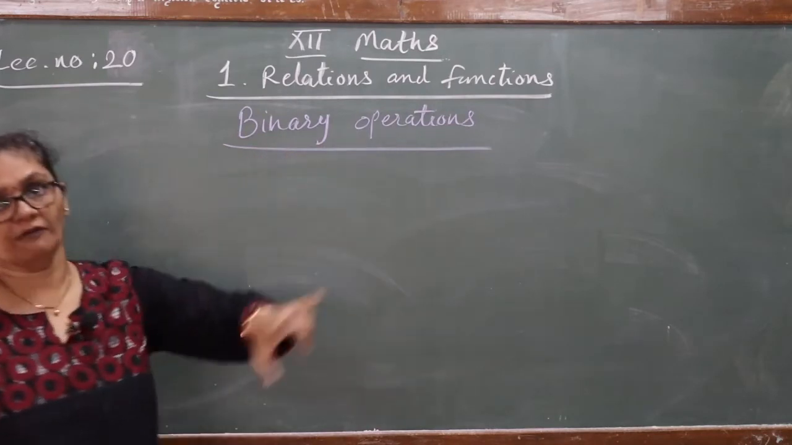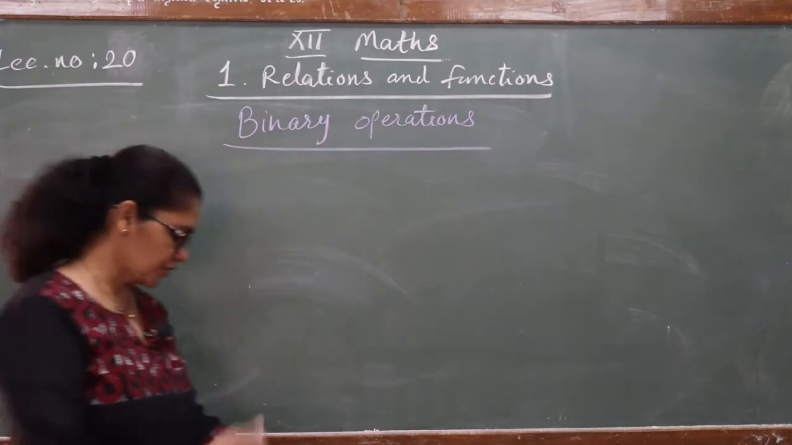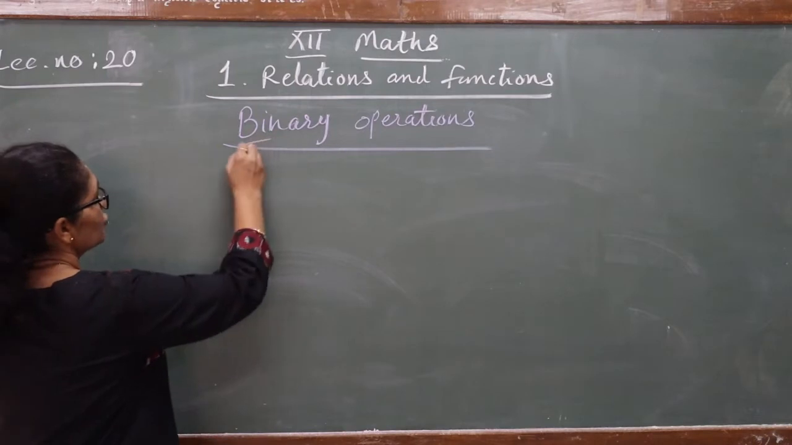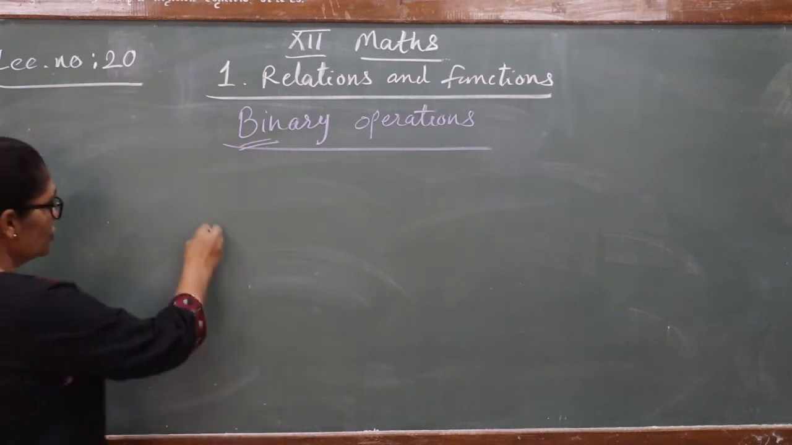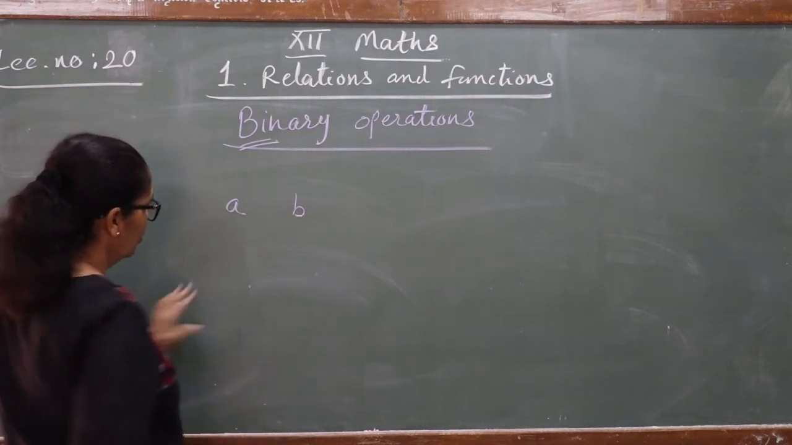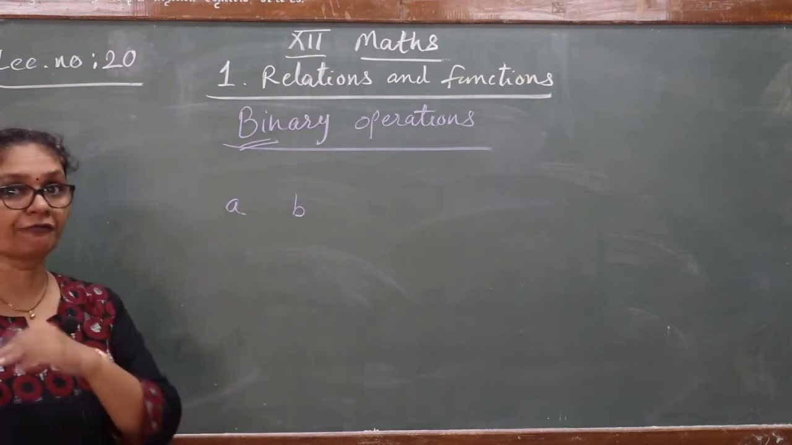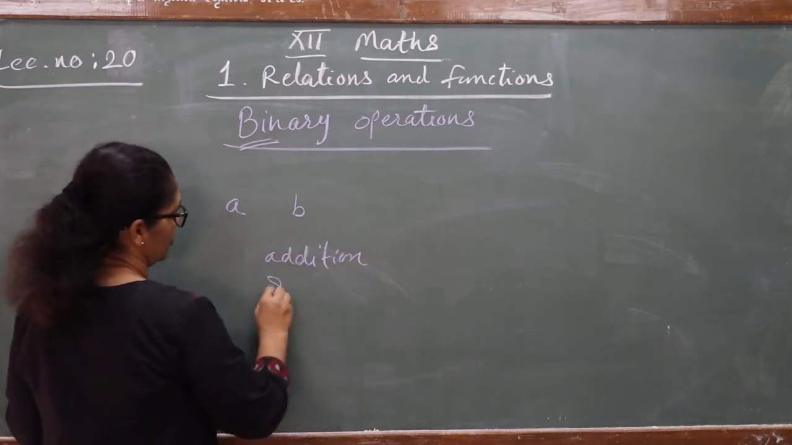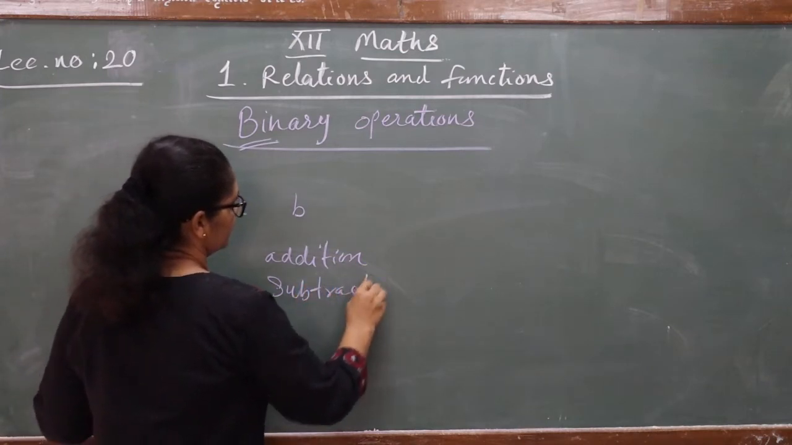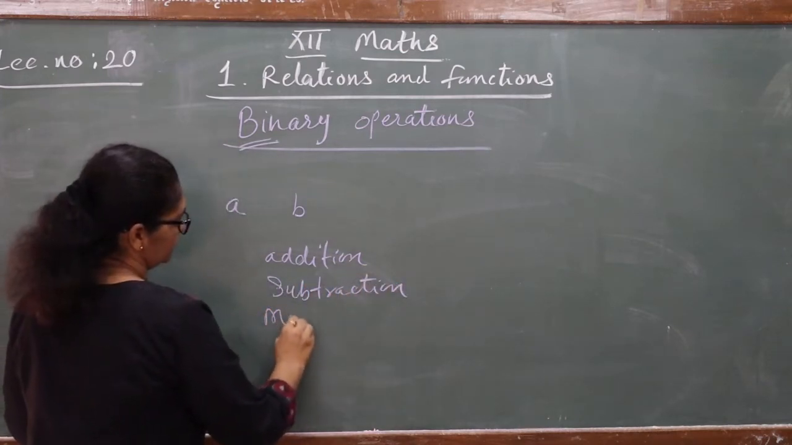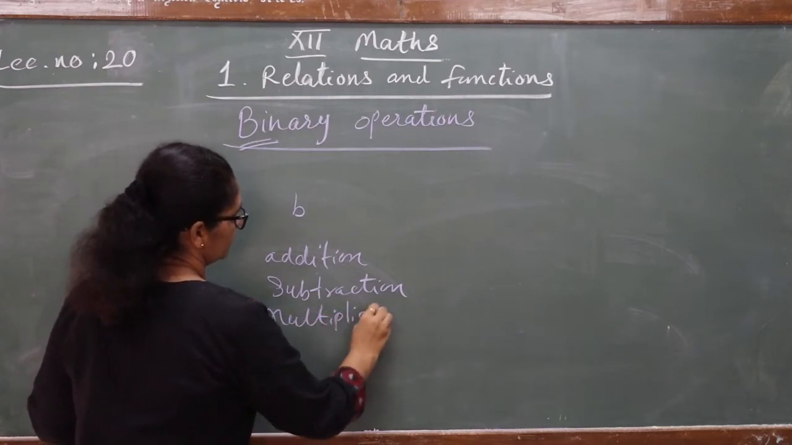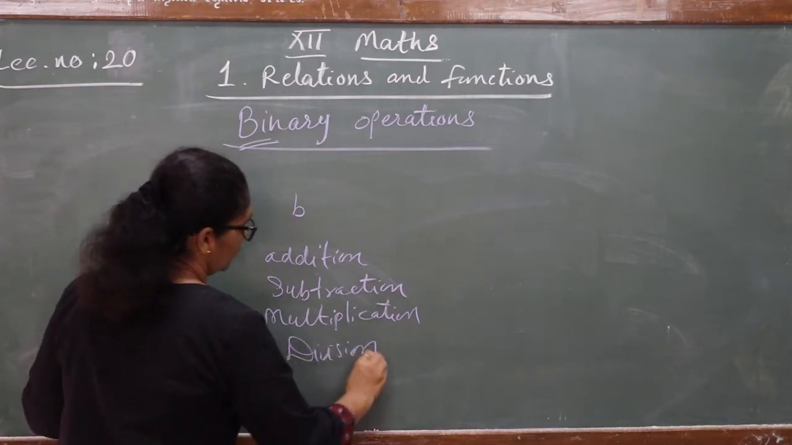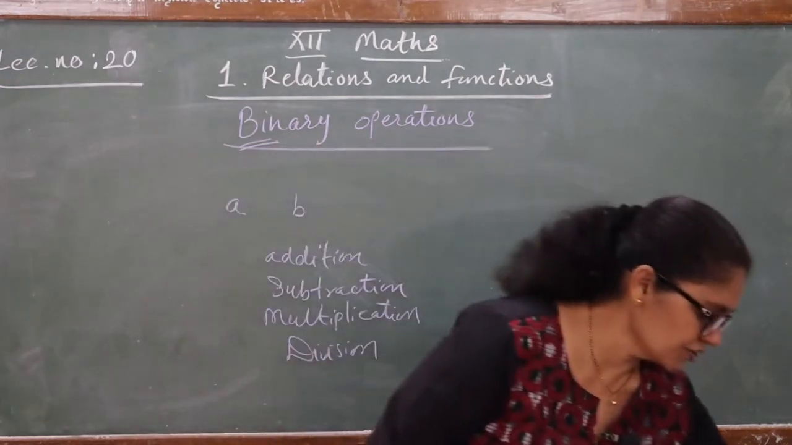Now our last topic of this chapter is binary operations. What are binary operations? Let's start. The word binary shows two terms, bi. Suppose you are given two terms, a and b. Which types of operations do you already perform in maths? Addition, then subtraction, multiplication and division. We have already discussed all these types of operations in maths.